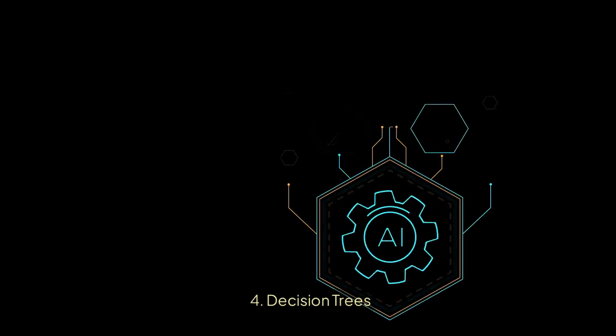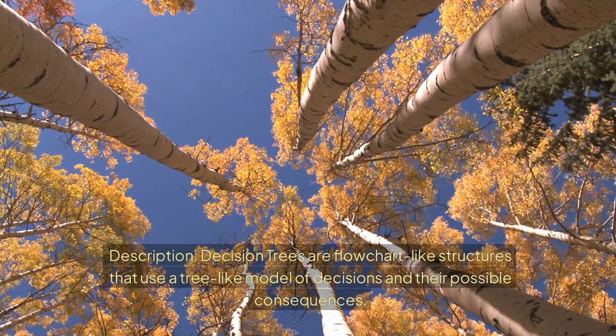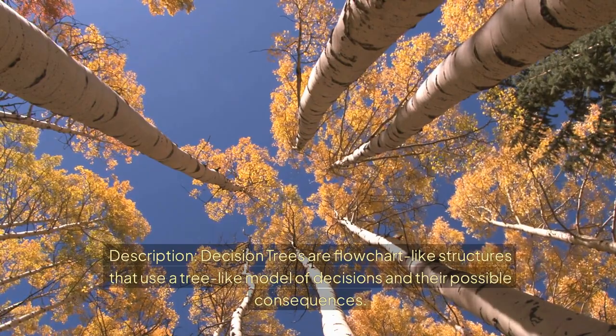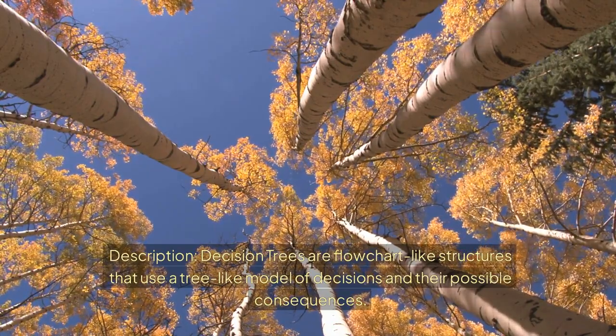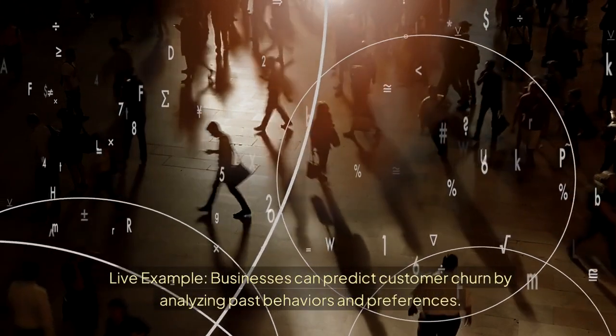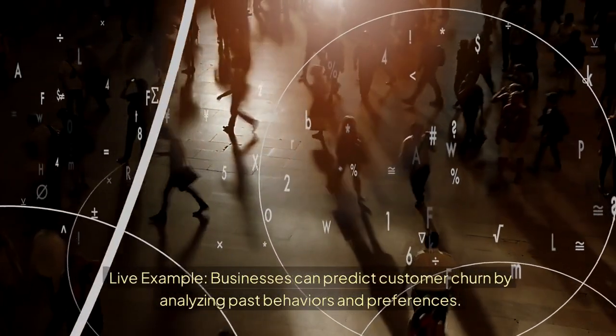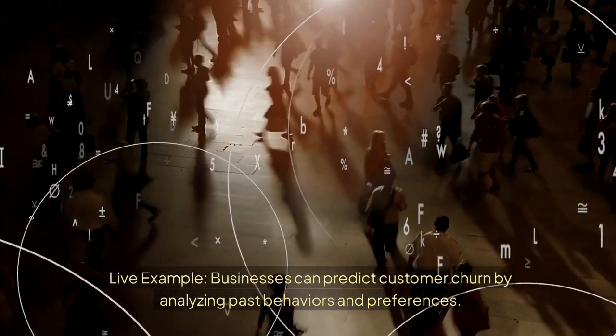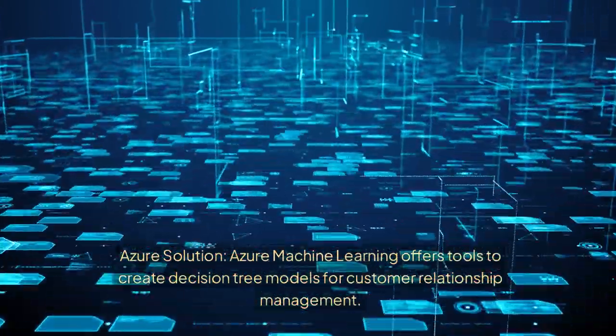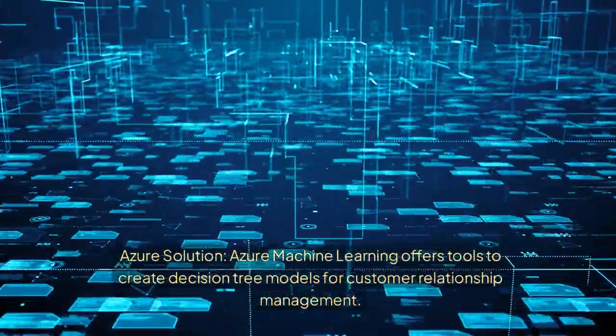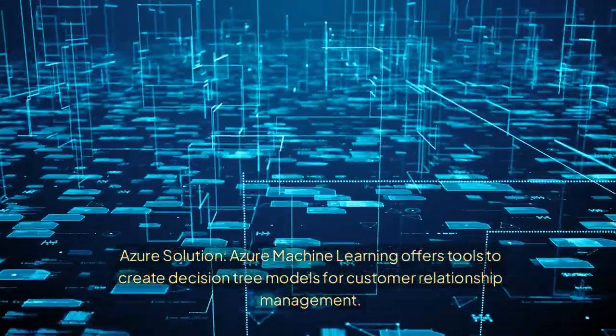4. Decision trees. Description: Decision trees are flowchart-like structures that use a tree-like model of decisions and their possible consequences. Live example: Businesses can predict customer churn by analyzing past behaviors and preferences. Azure solution: Azure Machine Learning offers tools to create decision tree models for customer relationship management.